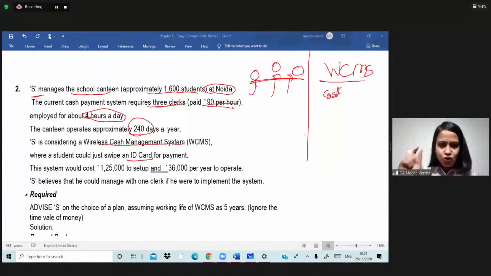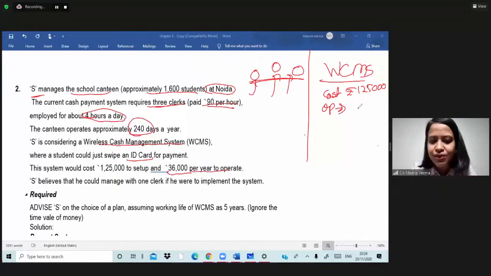Fixed cost means you will implement machines. For that, you need to incur a cost of 1,25,000 to set up. Then this machine will run for 5 years, and every year you will have to incur operating cost on this wireless cash system. You have to incur 36,000.